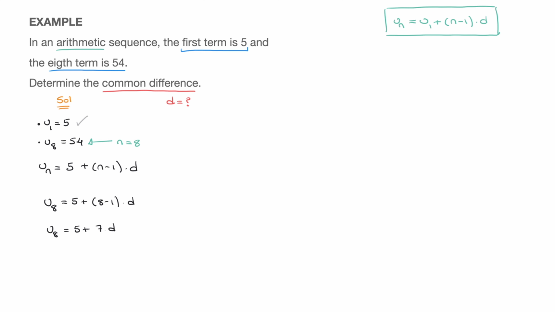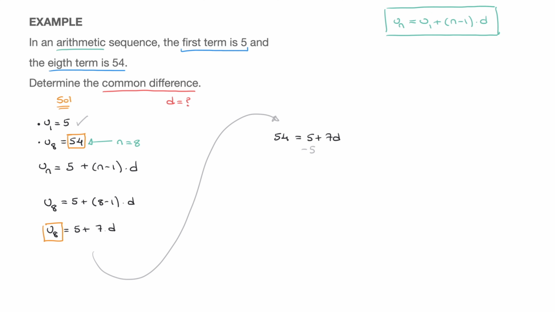We're nearly there. All I do now is use the fact that we know that the eighth term, u sub 8, is equal to 54. And so copying this equation but replacing u sub 8 by 54, it quickly becomes, and I'll write this up here, 54 is equal to 5 plus 7d. Notice now that what we're faced with is an equation with one single unknown, which is the common difference d we're trying to find. So all we have to do is solve this equation for d. And let's go ahead. I'll start by getting rid of this 5 that's being added to the right-hand side, and I do so by subtracting 5 from there.